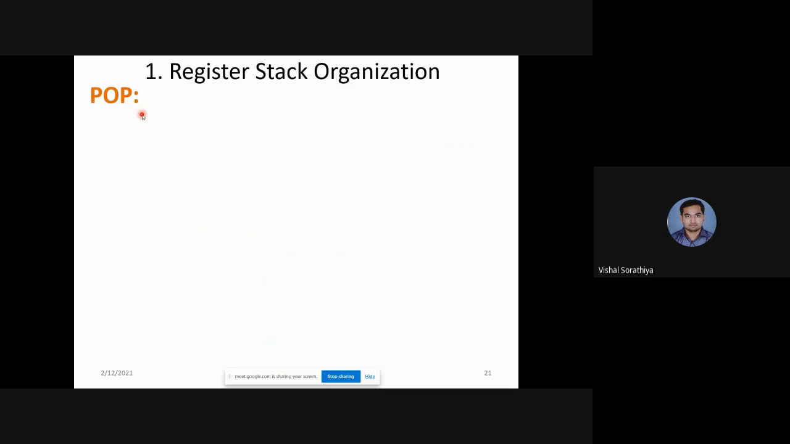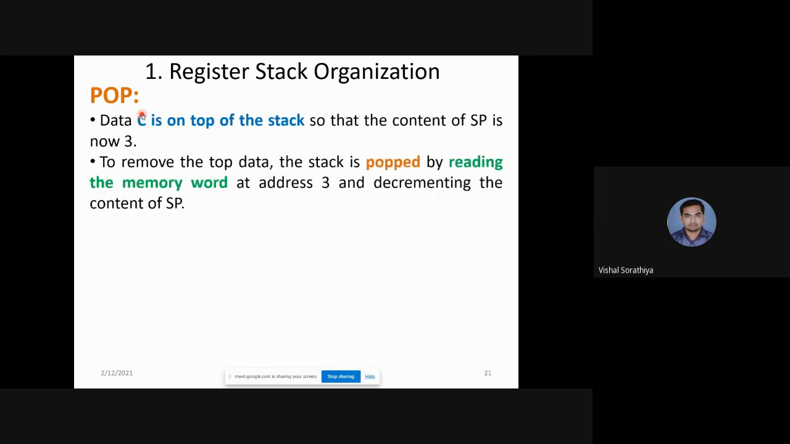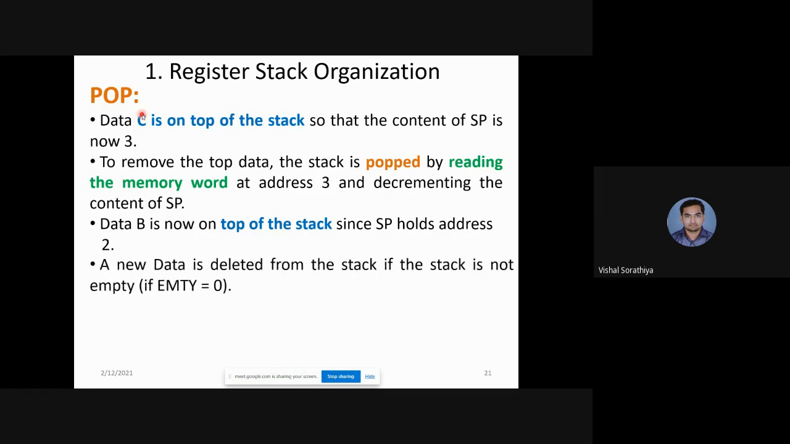Next, we have pop. Pop is the inverse of push. In push we insert data into the stack memory, while in pop we get data from the stack memory. Data C is on the top of the stack, so the content of SP is now 3. To remove the top data, the stack is popped by reading the memory word at address 3 and decrementing the content of SP. Then data B is on the top of the stack, since SP holds address 2. Data is deleted from the stack if the stack is not empty, that is, if empty equal to 0.